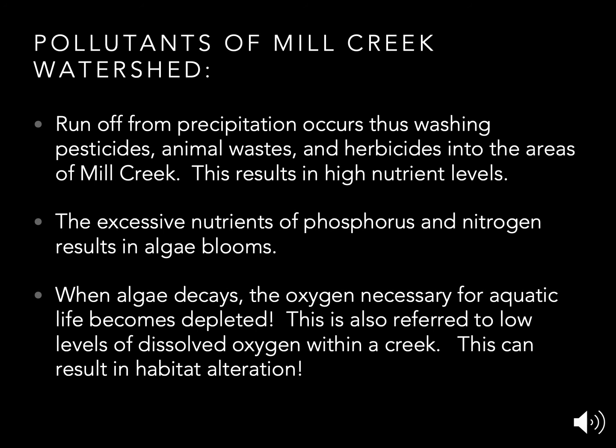Pollutants of the Mill Creek watershed enter when runoff from precipitation occurs. Again, all the pesticides, animal waste, and herbicides go into the area of the Mill Creek, and it results in high nutrient levels. From an environmental chemistry standpoint, the excessive nutrients, phosphorus and nitrogen, result in algae blooms. When algae decays, the oxygen necessary for aquatic life becomes depleted. This is also in reference to low levels of dissolved oxygen within the creek. This can result in habitat alteration.